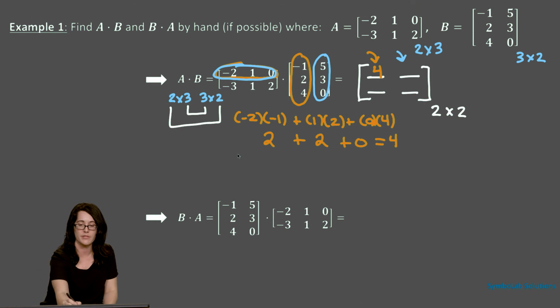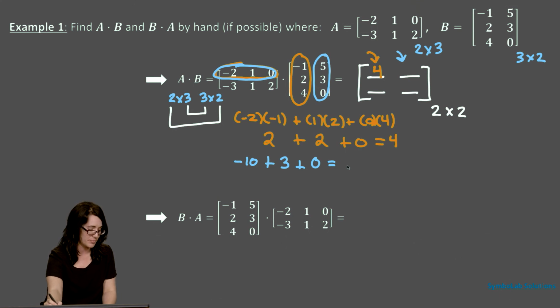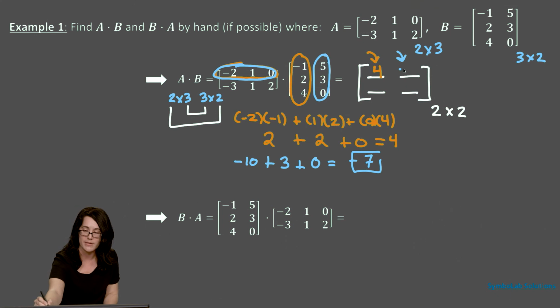So that would mean in this situation, -2 times 5, which is -10, plus 1 times 3, which is 3, plus 0 times 0, which is 0, and -10 plus 3 is in fact -7. So that entry would be a -7.